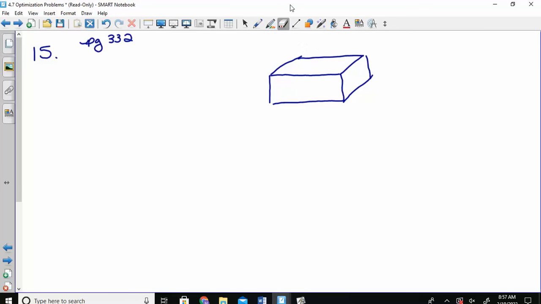All right, so we need to label these things. We can pick a side and make it X, but if the base is square, then this side is also X. And then we need to label the height as something, so maybe Y. All right. I want to find the largest possible volume.